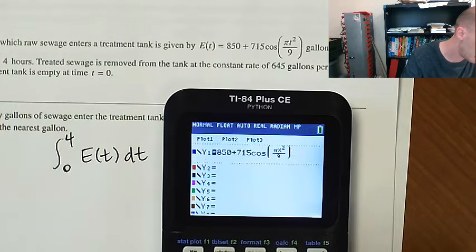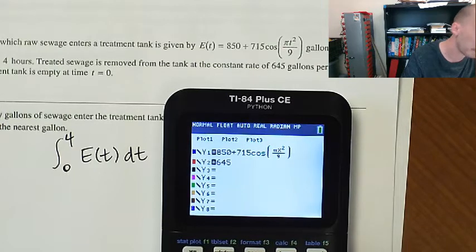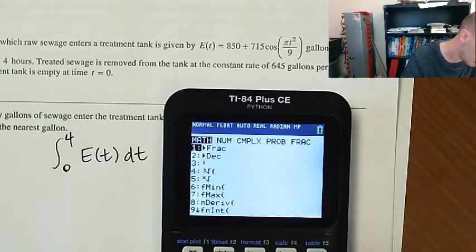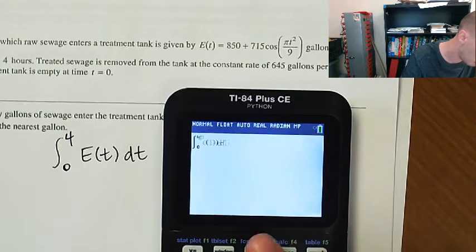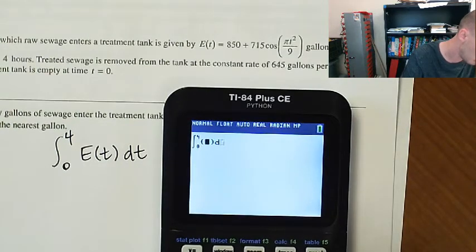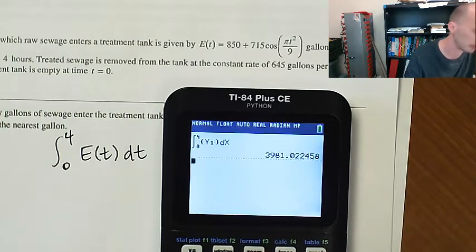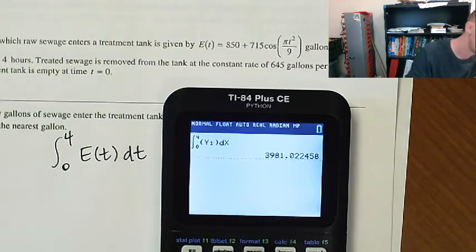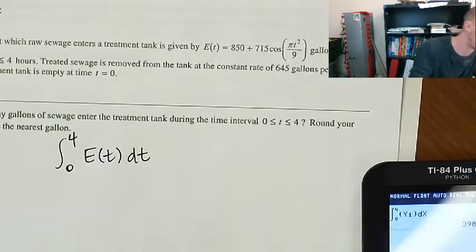All right, and I've got that. And while I'm at it, I might put 645 into y2. So I'm going to say integral from 0 to 4 of, I put E of t in y1, with respect to time, and that's going to be 3,981. To the nearest gallon, that's 3,981 gallons.